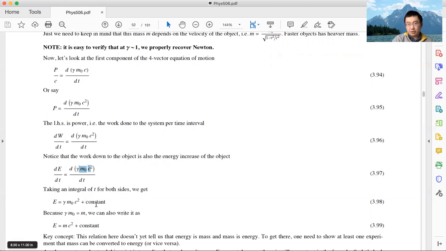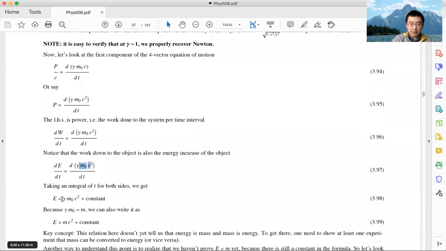Okay, so we can always add some constant here. A constant is okay because the time derivative of a constant is 0, so the constant doesn't give me anything, and these two time derivatives will be equal. So the bottom line from the first component of my equation of motion is that my energy equals gamma m0 c squared plus a constant.